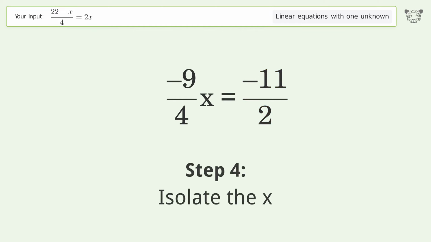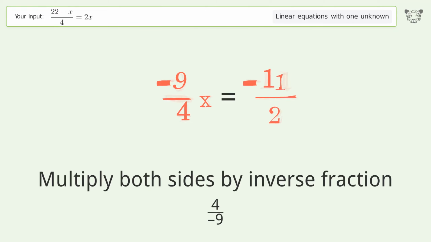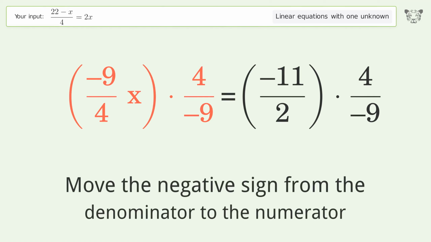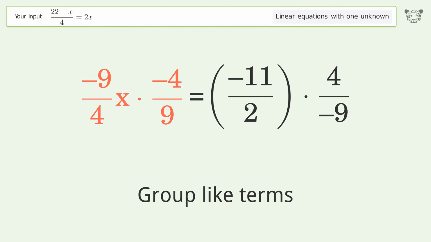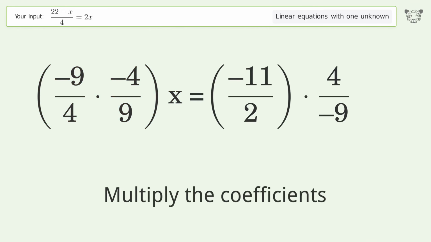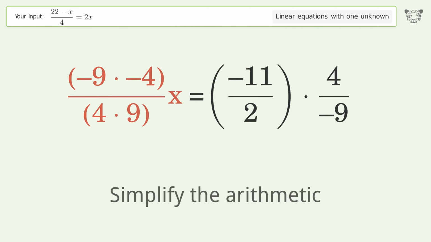Isolate the x. Multiply both sides by inverse fraction 4/9. Move the negative sign from the denominator to the numerator. Group like terms. Multiply the coefficients. Simplify the arithmetic.